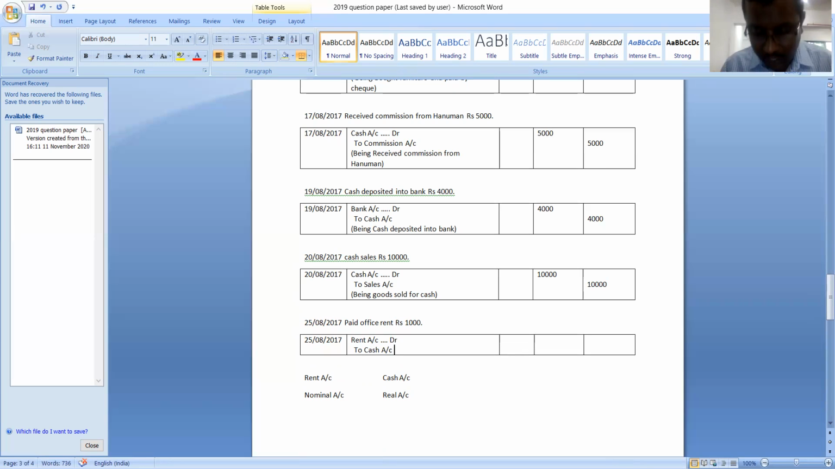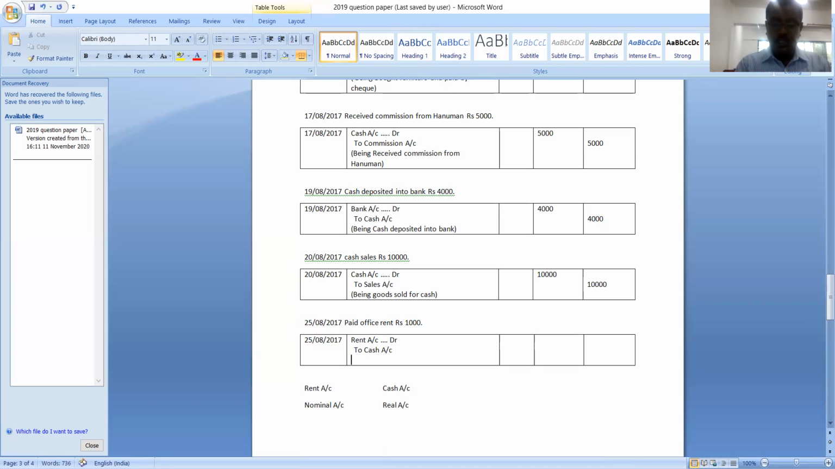Understood? What is the rule of real account? Debit what comes in, credit what goes out. So office rent paid, cash goes out of the business. That is the reason cash account should be credited. What is the narration now? Being office rent paid.